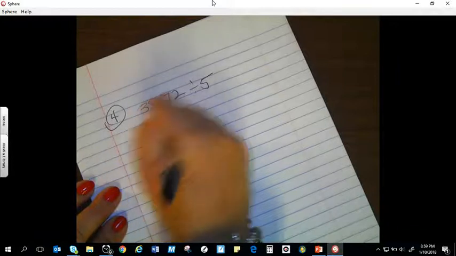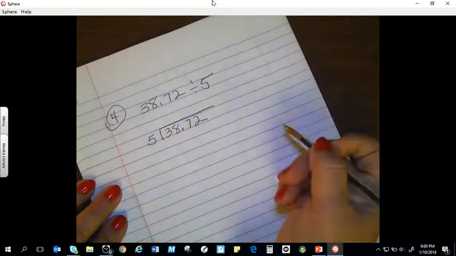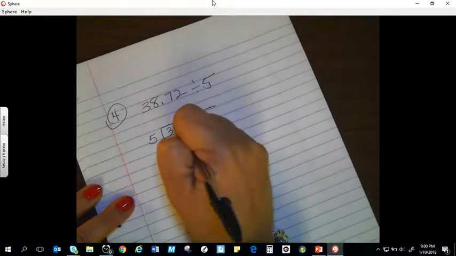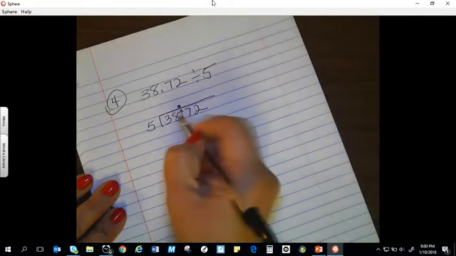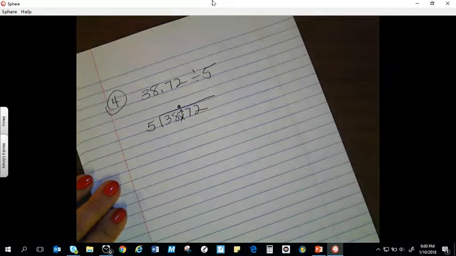So 5 goes into 38 and 72 hundredths. See about this, my decimal again. I'm going to draw my arrow straight up, put my decimal on top of my quotient. And now once I've done that, I'm going to draw my X and forget about it. I'm not going to worry about it anymore.